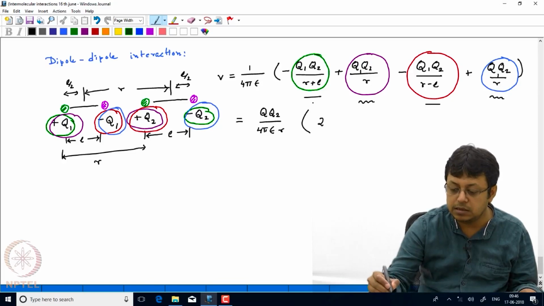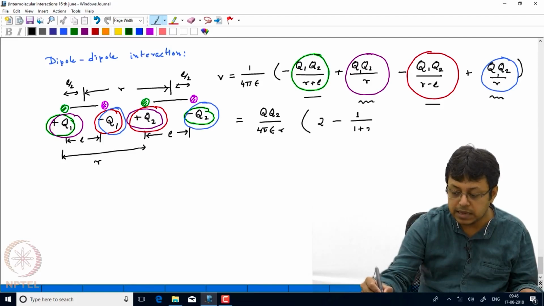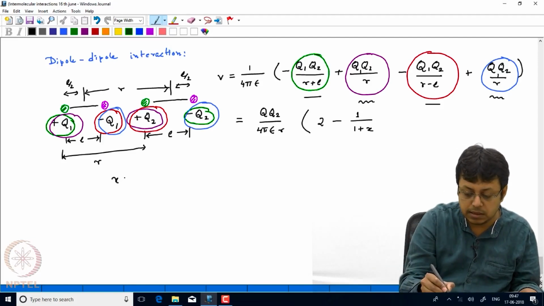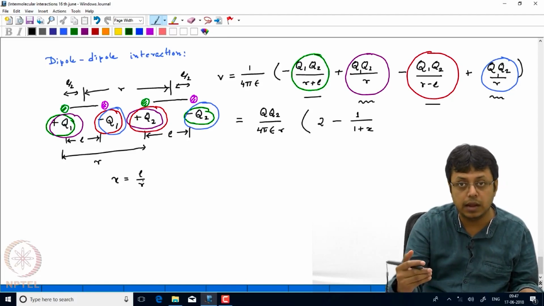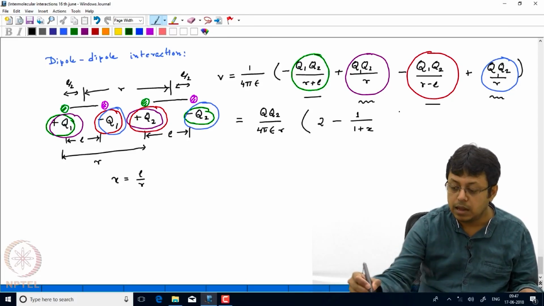First, the first term minus Q1 Q2 divided by R plus L. If I take R common, then I will have 1 divided by 1 plus x, where x is nothing but L by R, it is not L by 2R. And similarly for the second term, minus Q1 Q2 divided by R minus L, we will have minus 1 divided by 1 minus x.